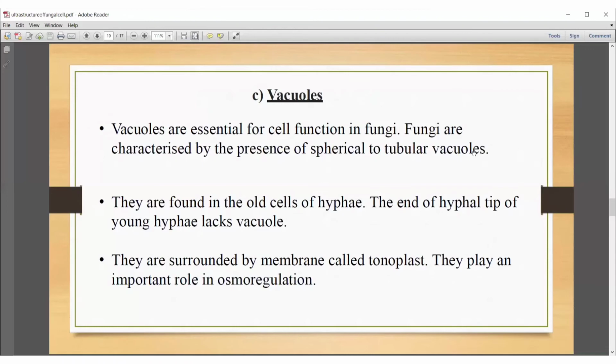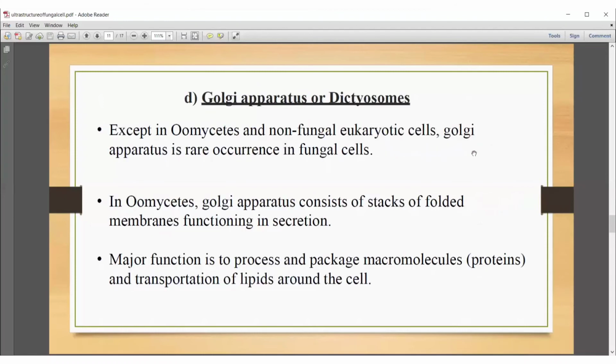Vacuoles are always present in older parts, and in the hyphal tips of young hypha there is a lack of vacuoles. In young hypha, what will vacuoles be? They will be absent, or if present you will see very few. They are surrounded by a membrane called tonoplast. What is tonoplast? If they ask in the exam what is tonoplast, it is the membrane of vacuoles. Vacuoles and tonoplast play important roles in osmoregulation.